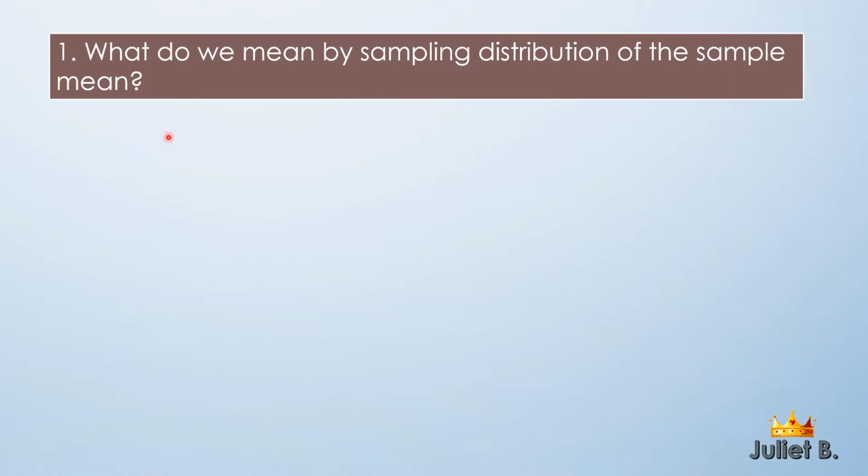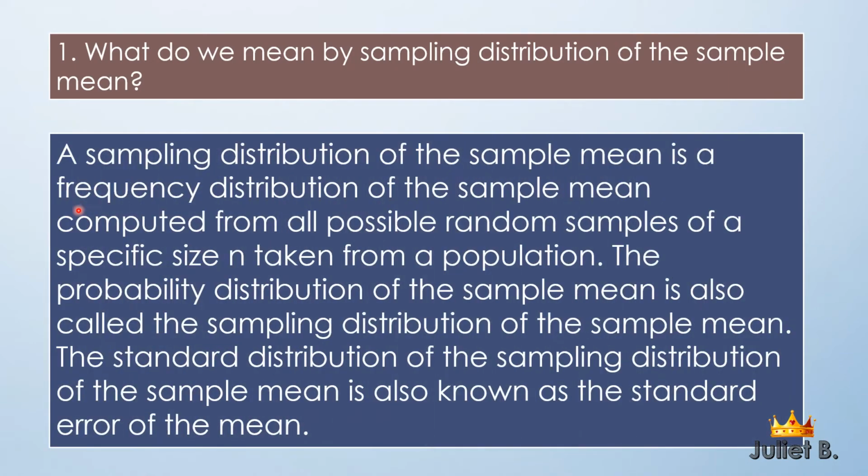What do we mean by sampling distribution of the sample mean? A sampling distribution of the sample mean is a frequency distribution of the sample mean computed from all possible random samples of a specific size and taken from a population. The probability distribution of the sample mean is also called the sampling distribution of the sample mean. The standard deviation of the sampling distribution of the sample mean is also known as the standard error of the mean.